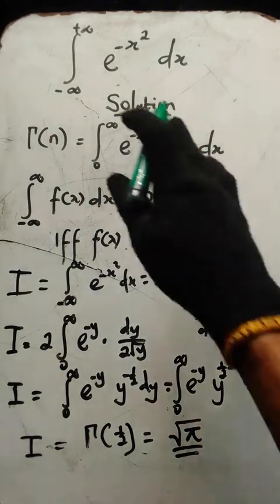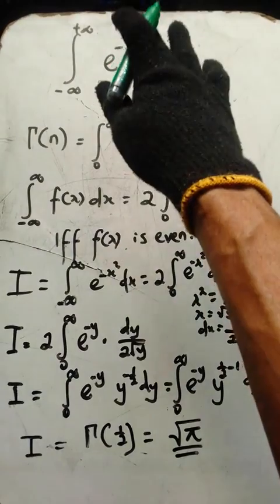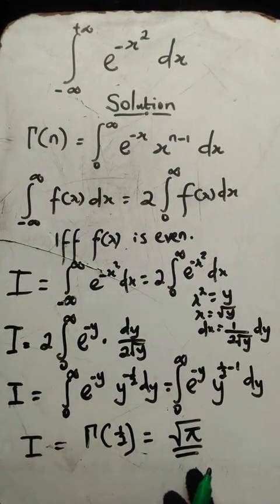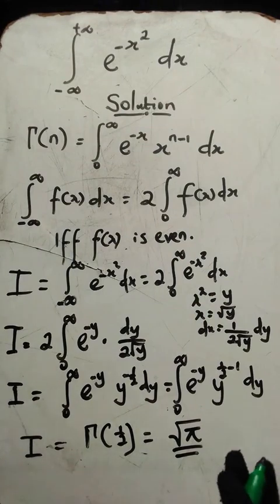So it means that this integral from negative infinity to positive infinity of e raised to minus x squared dx is equal to square root of pi, without the Gaussian elimination methods. I just applied the gamma function.